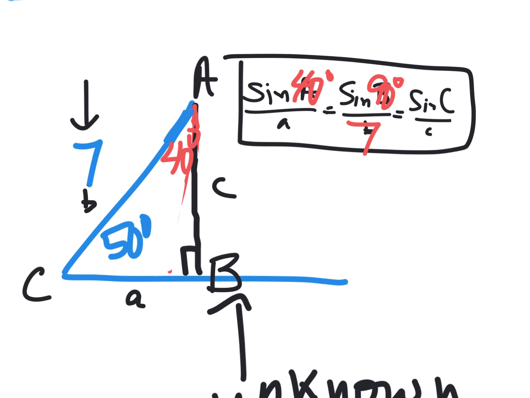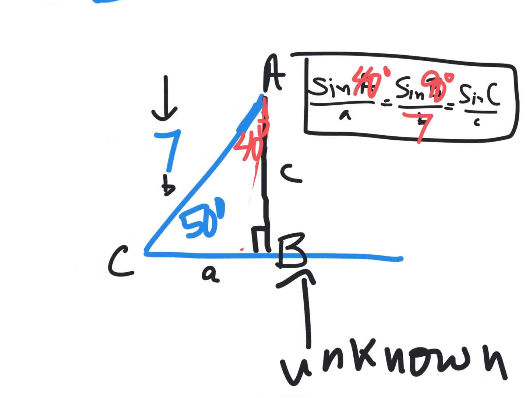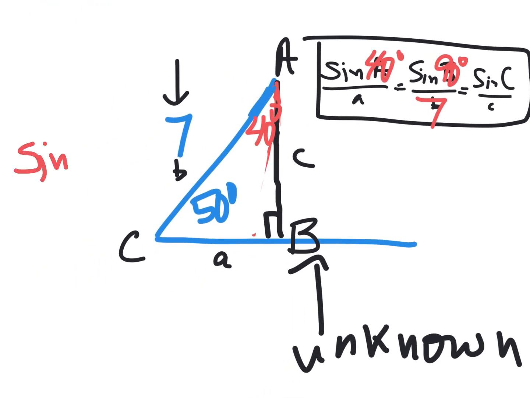All right. Now, I totally get that some of you are like, Mr. Server, we could have done this another way. We could have just done normal trig on this. Yep, we totally could have. But I just want you to see that the law of sines would work for this. There's another way to do it. I could have said sine of 50 equals opposite over hypotenuse, and I could have solved for C that way. Sine of 50 equals C over 7. That would have been a lot faster, wouldn't it?